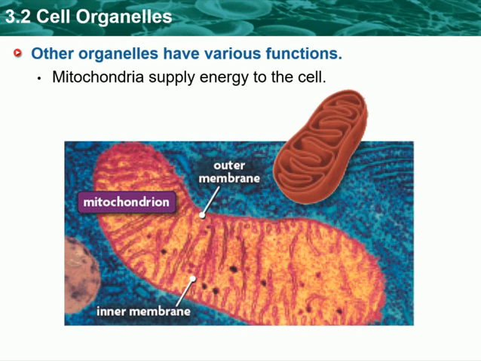Unlike most organelles, mitochondria have their own ribosomes and DNA. This fact suggests that mitochondria were originally free-living prokaryotes that were taken in by larger cells. The relationship must have helped both organisms to survive.